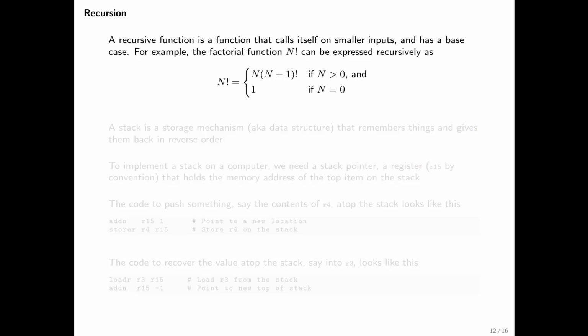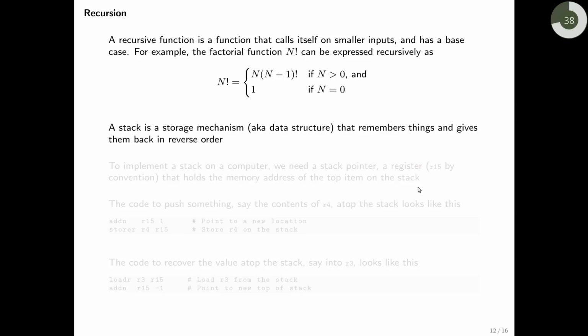So now we're going to talk about how you do a recursion in HMMM. But for that, we need the notion of a stack. Now, a stack is a storage mechanism or a data structure that remembers things and gives them back in reverse order. It's sort of like stacking a bunch of plates on top of one another. Okay, so when you pile up plates on top of each other, and then later on, if you go to grab a plate, what's the plate that you get? Well, it's the plate that went in the last.